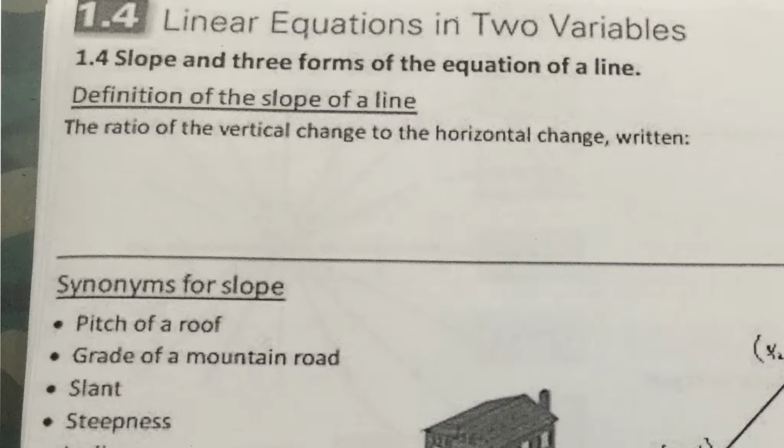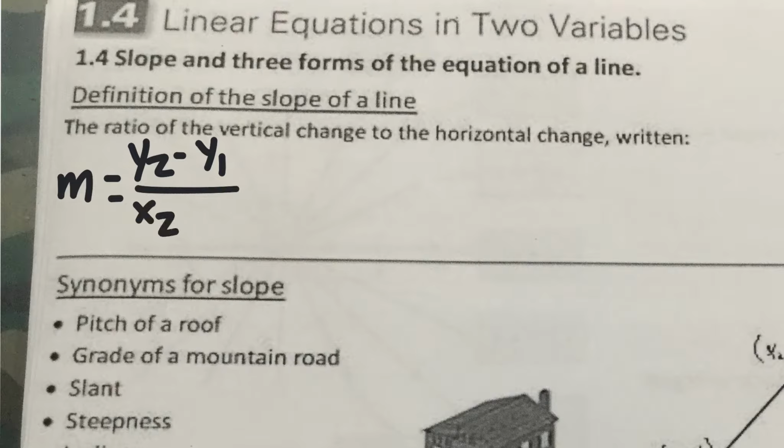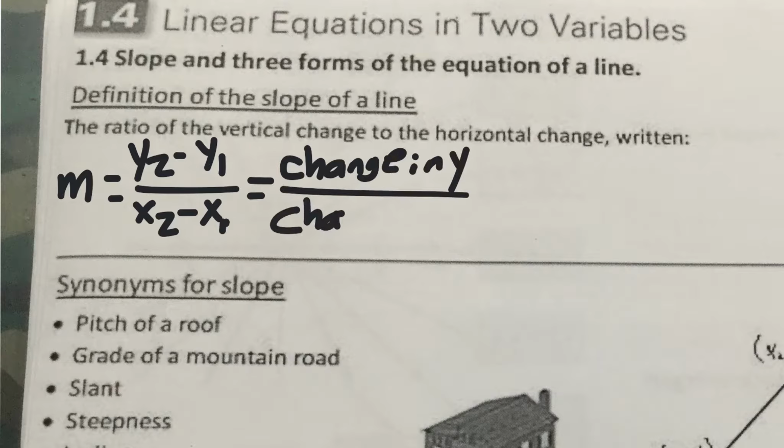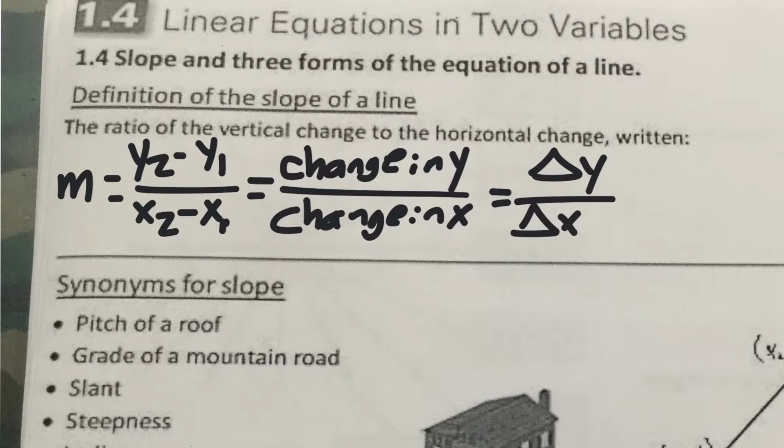Well, it's the ratio of the vertical change to the horizontal change. What they're going to write here is the slope formula: m equals y2 minus y1 over x2 minus x1. Sometimes this can be written as the change in y over the change in x, which we abbreviate as delta y over delta x. That means the same thing. Change in y over change in x is just delta y over delta x.